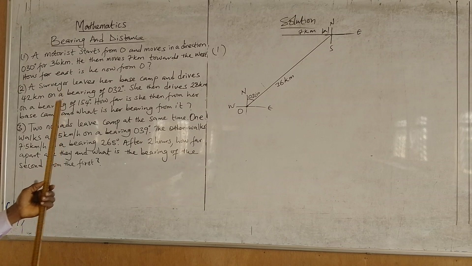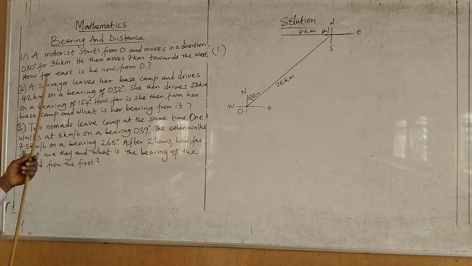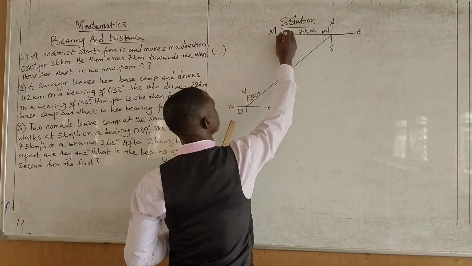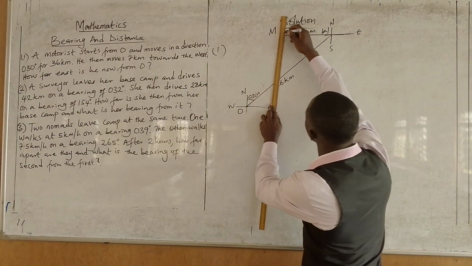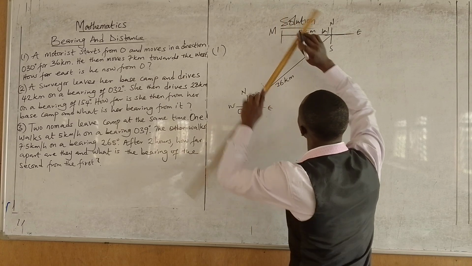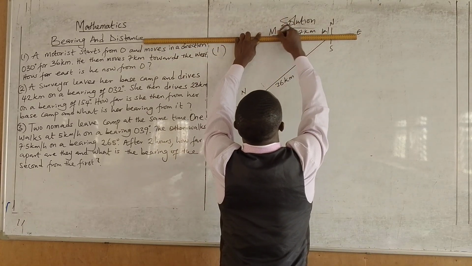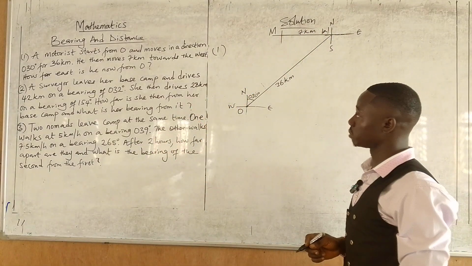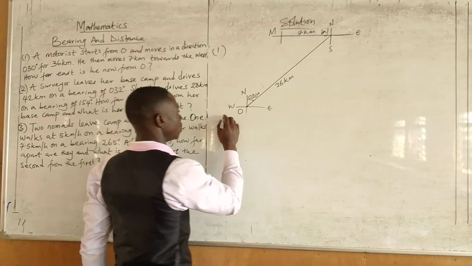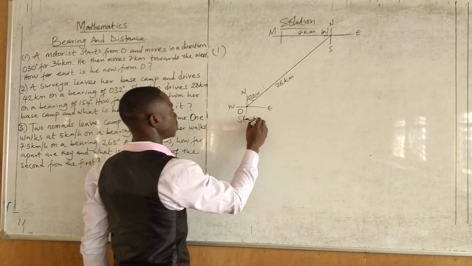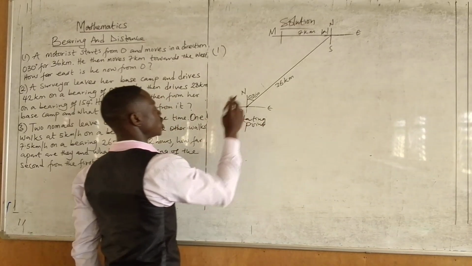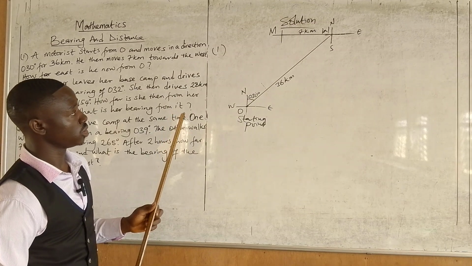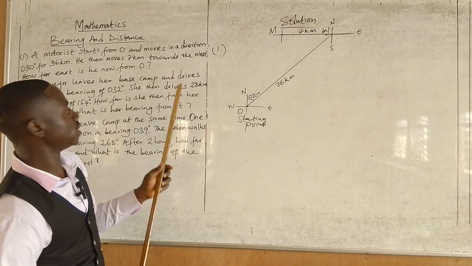Now, what is the question? They say how far east is it now from O? So this is where the motorist is now. Motorist M. They now say how far east is it now from the starting point? So let me draw my cardinal point at the point where it stops. So the motorist stops here. Where is the starting point? Point O. So who can tell us how far it is?